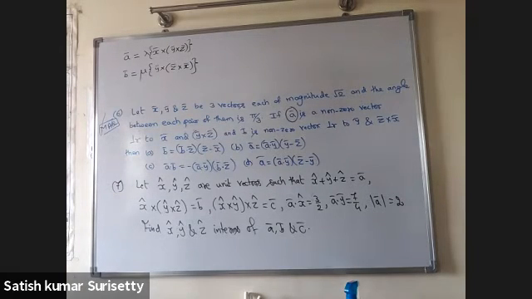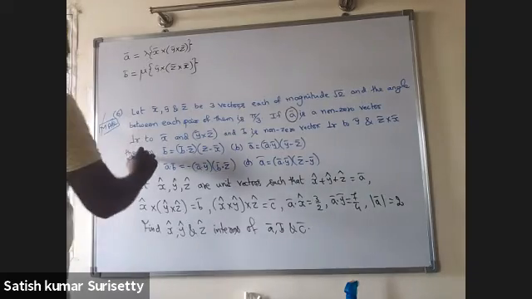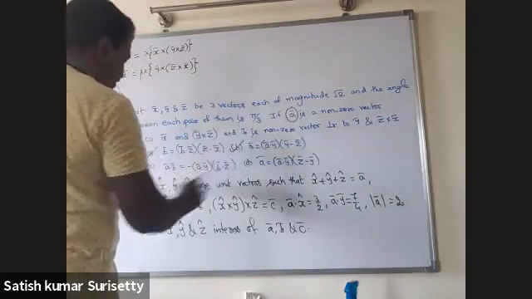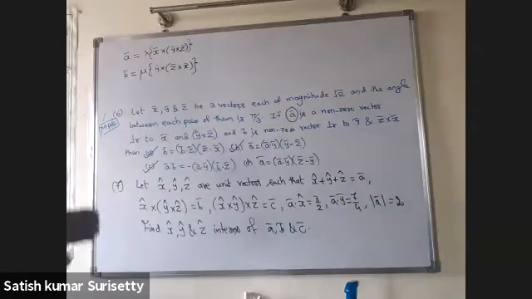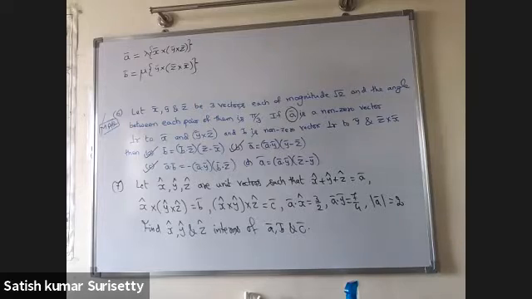Which options are you getting? Done anybody? A, B, C, for the options. B and C. A, B, C. Correct. Check the simplification once again.